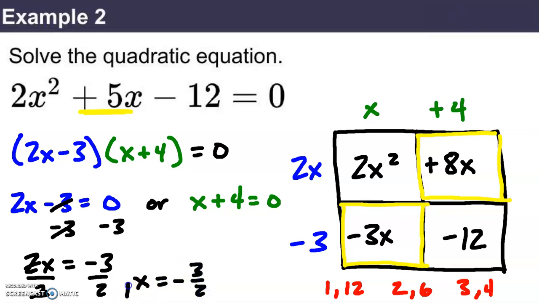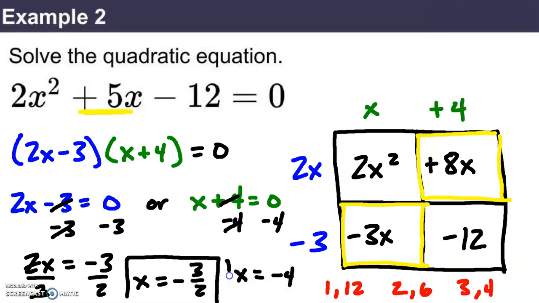Now you could write that as a decimal if you wanted to, but there's no reason why you can't leave that as an improper fraction. This one's a little simpler to solve. If x plus 4 is 0, I think x has to be negative 4. What you're going to find is that many, not all, but most, quadratic equations will have two different solutions to solve them.